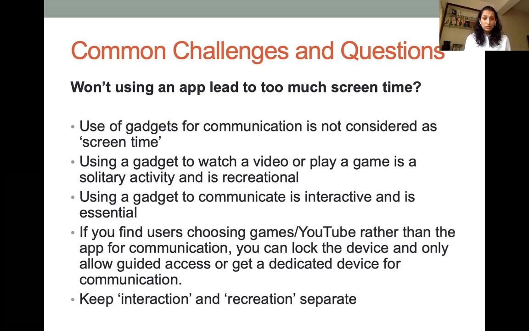Won't using an app lead to too much screen time? When you use a gadget for communication, it's not considered screen time. When you use a gadget to play a video game or listen to music or whatever, that's a solitary activity and it's recreational. A gadget to communicate is interactive. So you have to keep interaction and recreation separate. If you can, get two separate devices. Otherwise, lock your device that you're using for communication purposes so that the person cannot go on to other things while they are communicating.